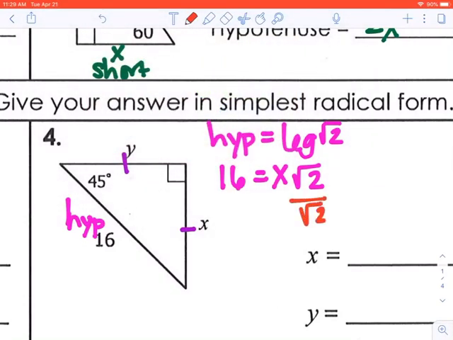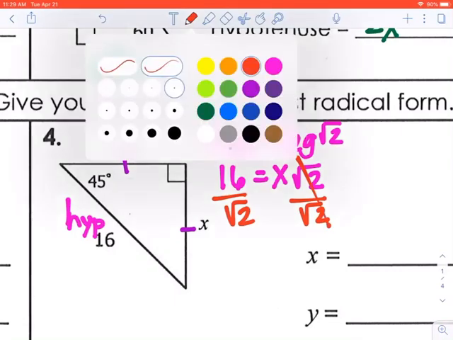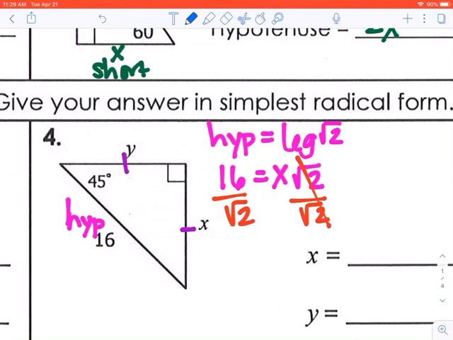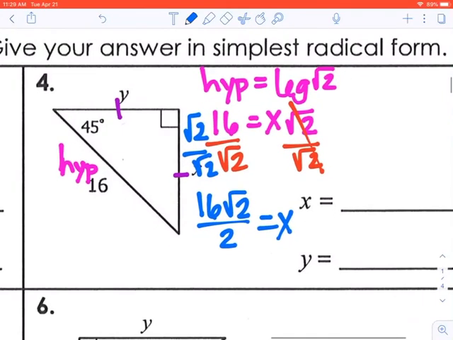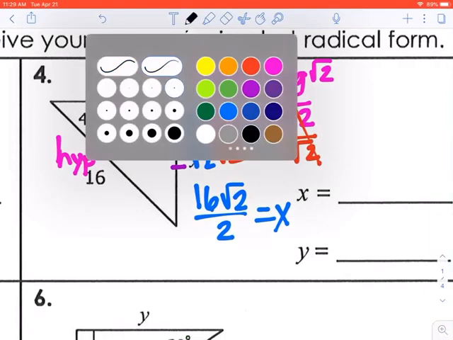We can divide by root 2 on both sides, okay? And here is where you need to rationalize that denominator, okay? We don't leave it 16 over rad 2. We need to multiply by rad 2 over rad 2. And so that's 16 rad 2 on the top. And square root of 2 times square root of 2 on the bottom is the square root of 4. Square root of 4 is 2. And then simplify a fraction if needed, okay?